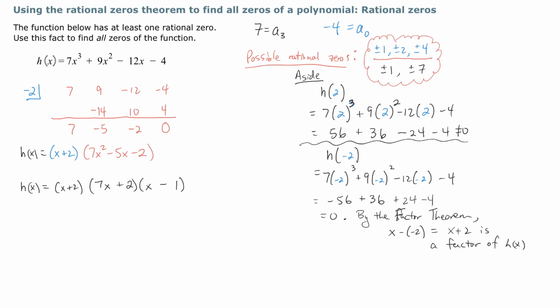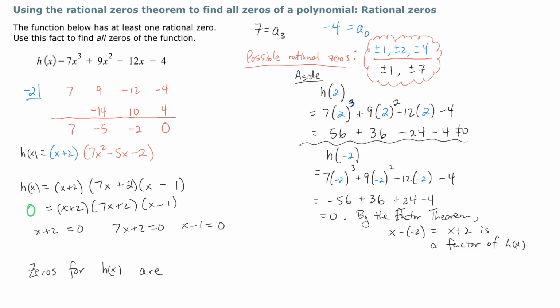Let's find the zeros. If we find the zeros, we need the output, or the y value, to be equal to 0. And not a total surprise here. X plus 2 is equal to 0. 7x plus 2 is equal to 0. X minus 1 is equal to 0. So what are our zeros? The zeros for h of x are -2/7, -2, and +1.